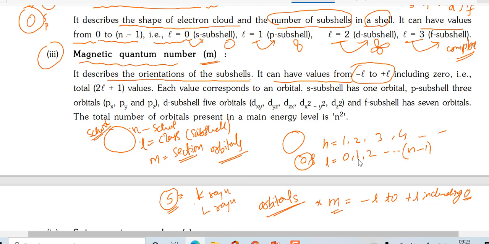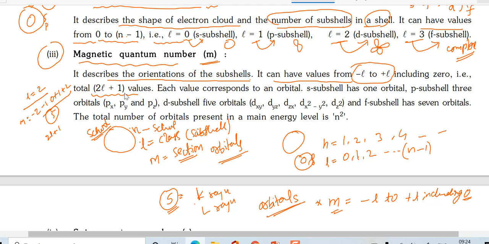Now this l value, indirectly you can say that minus L to plus L including 0 means what is the total value? 2L plus 1. Suppose L value is 2. What are the m values for this? m values are minus 2, minus 1, 0, plus 1, plus 2. Total how many? 5. How did 5 come? 2L plus 1. Right? You can do it. 2 into 2 plus 1, total 5. So like that you can do this.